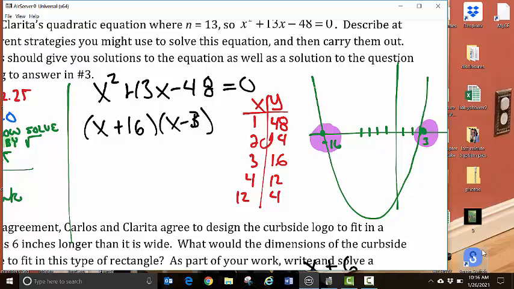Perfect. They multiply to make negative 48 and add to make 13. And then our last step, for time, I'm going to remind you, we set the factors equal to 0, because if you're going to multiply two things together to get equal to 0, at least one of them has to be 0. And then we would solve.